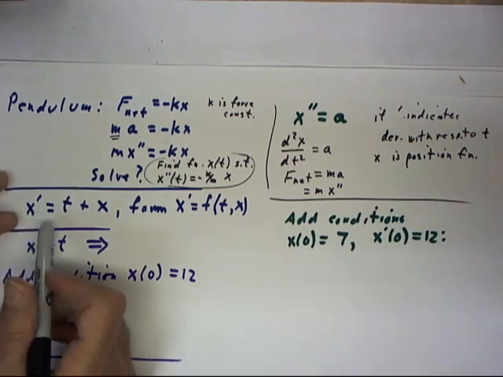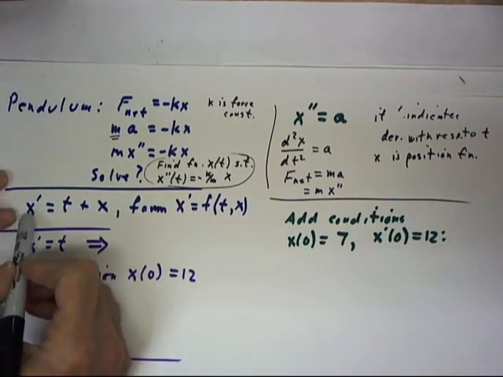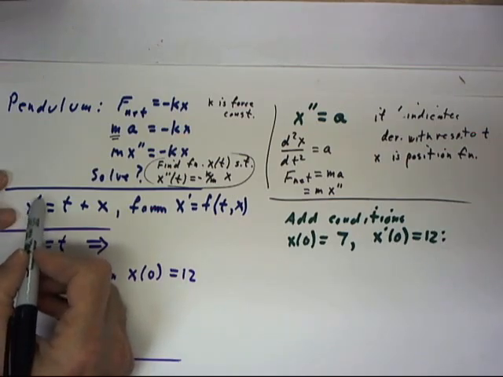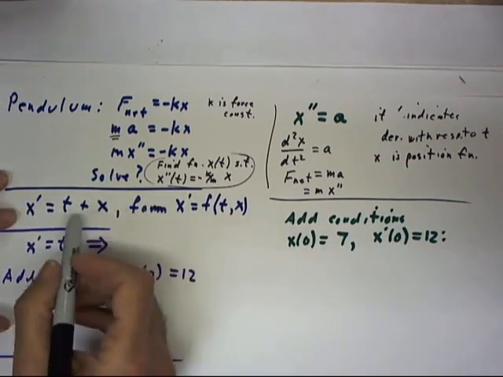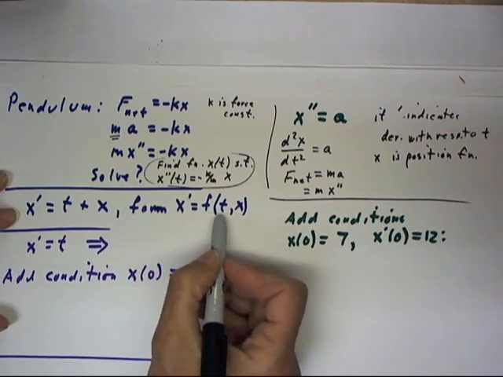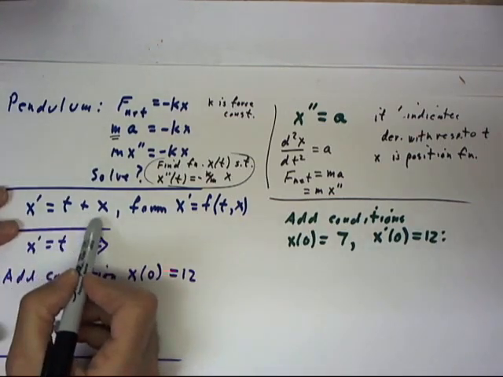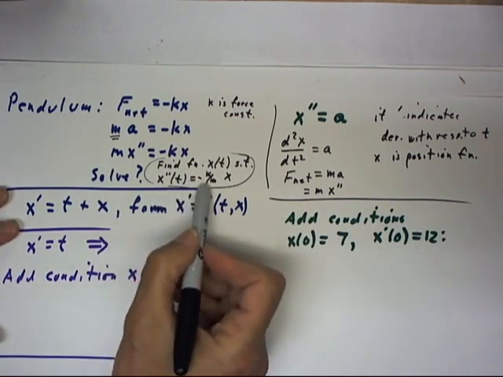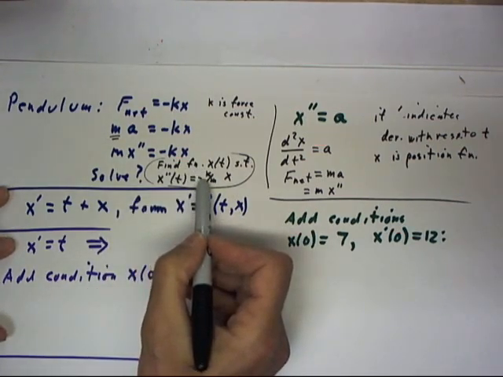The differential equation x prime equals t plus x is a first order equation. We have only the first derivative. T plus x is just an example of a function f of t, x, so that the form of this equation is x prime equals f of t, x. Now we don't know how to solve this equation yet, and this equation really is not too difficult to solve, but we don't know what to do to get this solution at this point.